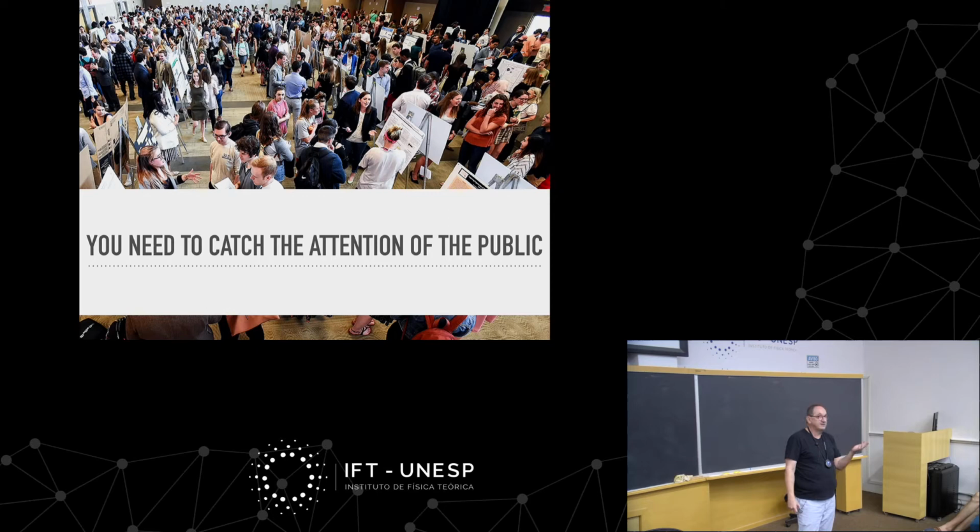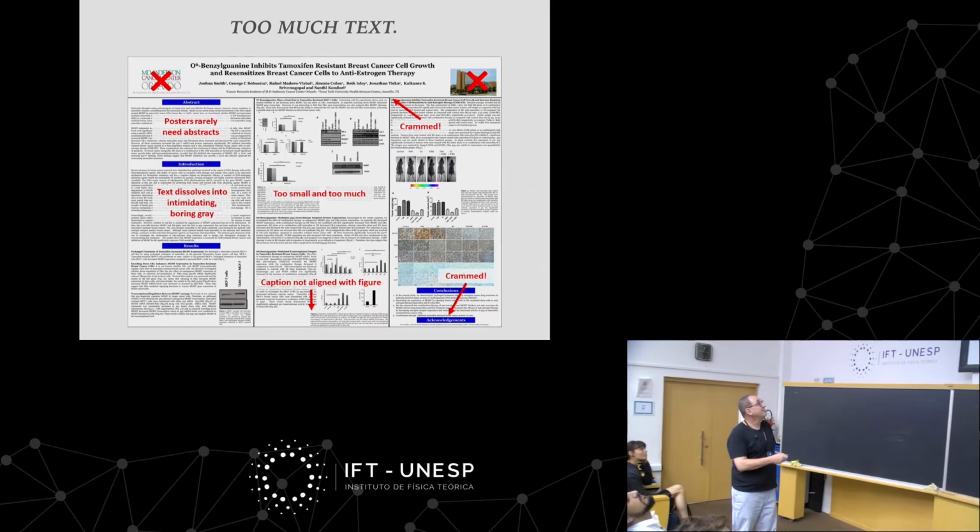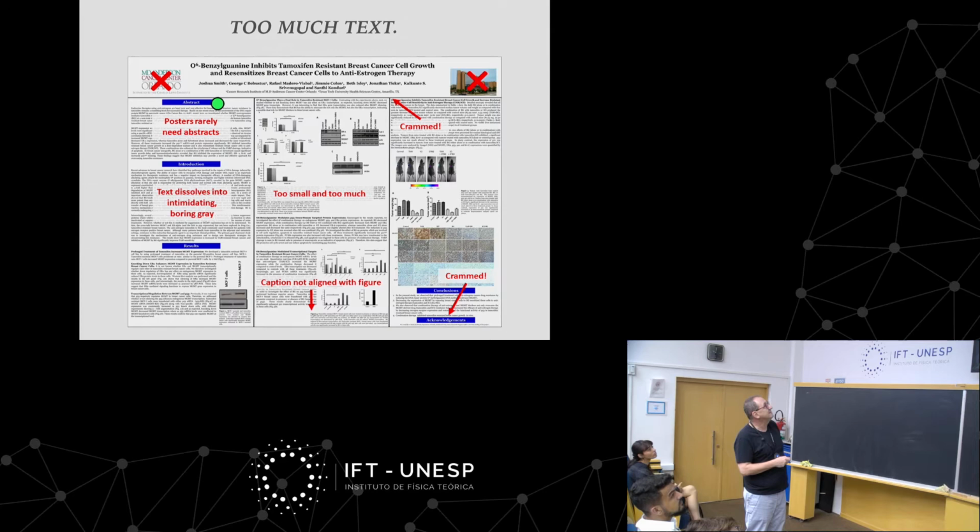So I will go through some posters and analyze them quickly. Too much text, okay? The person almost wrote a whole paper on the poster. So no abstract. I mean, abstract is something you put on your paper. The person is already there trying to read the thing, so why is there an abstract? And then here, small letters, a lot of text, and so on.